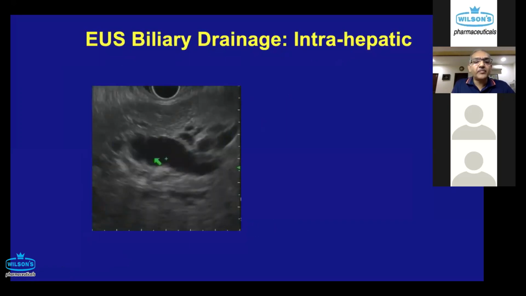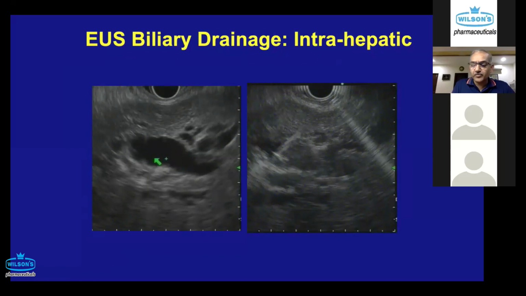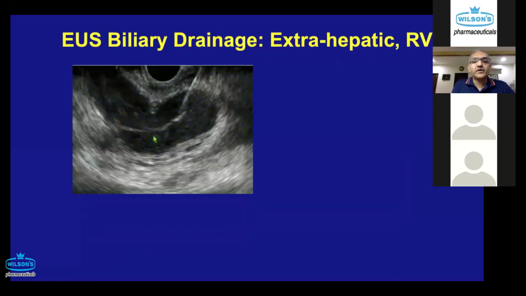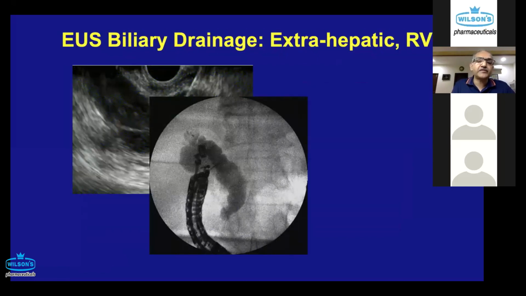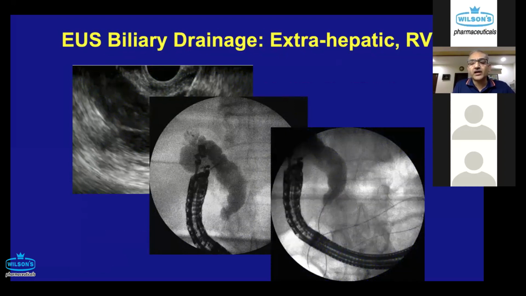So in the intrahepatic approach, the puncture is made from the stomach, and in the extrahepatic approach, the puncture is made from the duodenum, the contrast is filled, and the guide wire is negotiated across the papilla. And in this situation, you can actually do a rendezvous procedure.